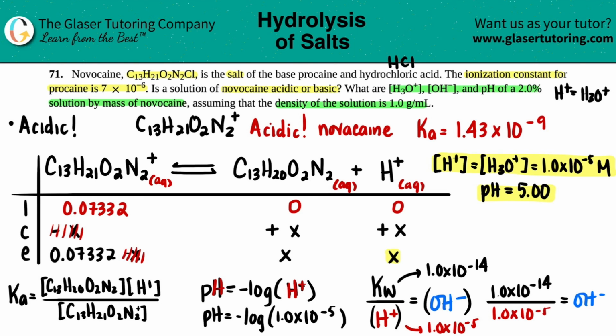This is basically just subtracting the exponents, but I just like to do it in the calci. So we found it out. OH minus equals 1.0 times 10 to the negative 9th. And that's molarity. And those are your 3 answers, guys.